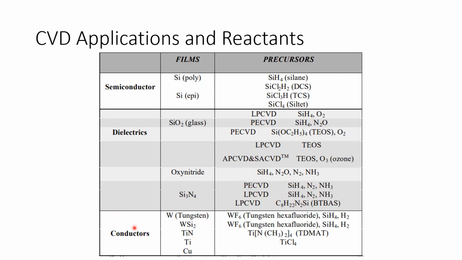For metals, especially tungsten as the metal plug, WF6, tungsten hexafluoride, is the precursor. And we can also use CVD to deposit semiconductors. So polysilicon, very importantly, and epi silicon, we're going to discuss later, next lecture. We can use silane, DCS, and so on for semiconductor deposition.